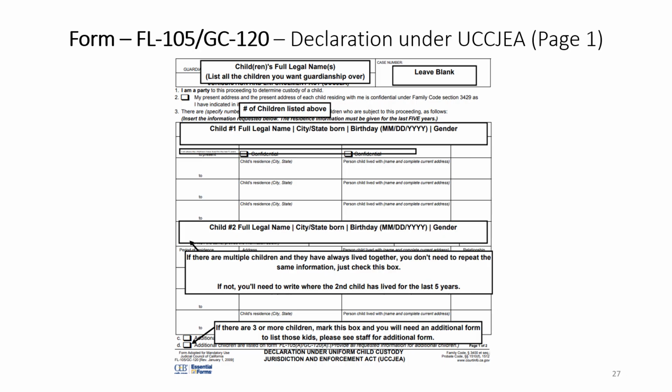If there is more than one child, you will list the second child's information in Item 3B. If that child's residential history is the same as for the first child, then check the box beneath the child's name to indicate this. If the child's information is different, then fill out the rows beneath with the second child's name and information. If you need more space to write the child or children's addresses, check box 3C and write the additional information on a blank sheet of paper. If there are more than 2 children you are asking to be guardian of, then mark box 3D in attachment form FL-105A/GC-120A to list the additional children. You can obtain this attachment from a website, courts.ca.gov/forms.